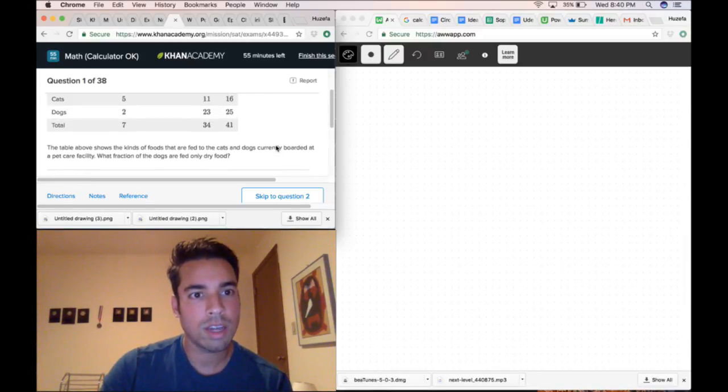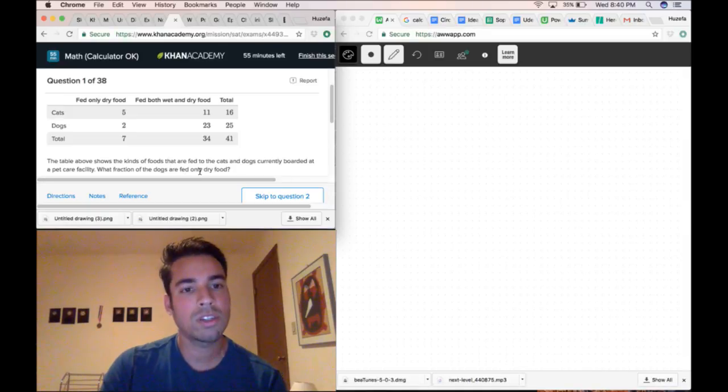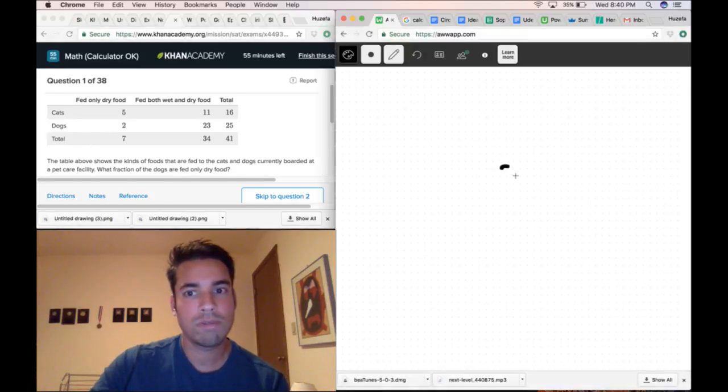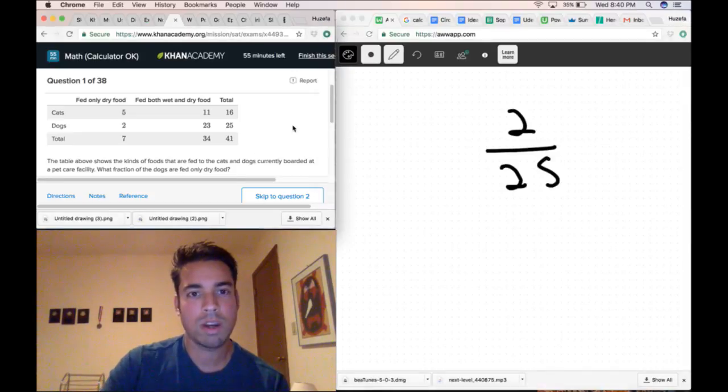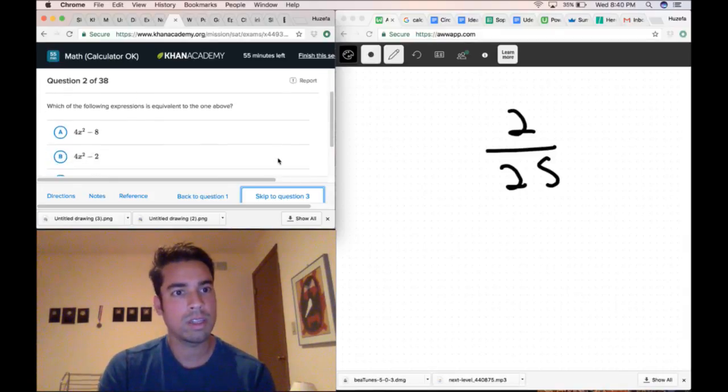Feeding of information. The table above shows the kinds of food that are fed to cats and dogs currently boarded at a pet care facility. What fraction of the dogs are fed only dry food? So for dogs, we have a total of 25, and only 2 are fed only dry food, so it's 2 out of 25 as the fraction. I feel pretty comfortable with that. We'll review that one at the end if we have time.